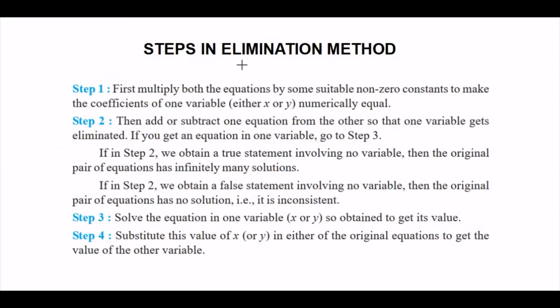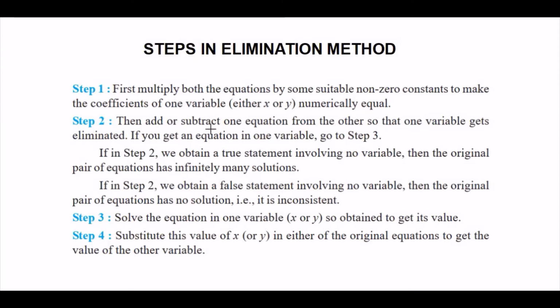So let's look at the steps in the elimination method. Step 1 is, first multiply both the equations by some suitable non-zero constants to make the coefficients of one variable, either x or y, numerically equal. That is, our main idea is to make the coefficient of any one variable numerically equal. In order to do that, you may have to multiply both the equations, or sometimes just multiplying one equation gives equal coefficients. So you have to look at the equations and then multiply by a non-zero constant.